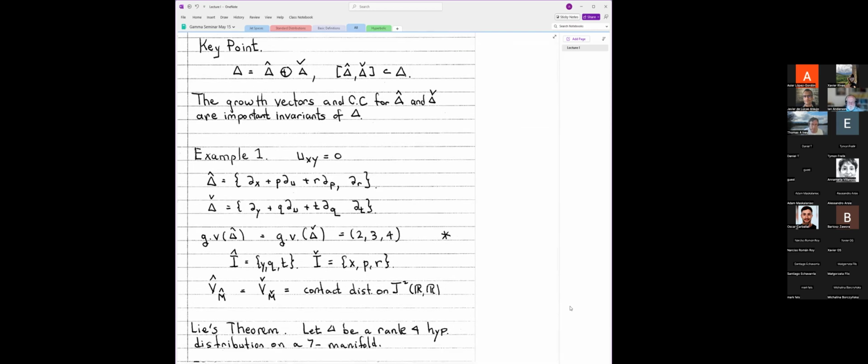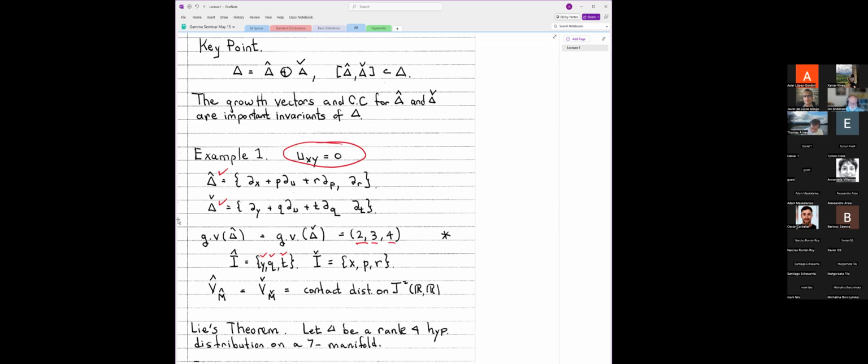Okay, here we go. What's the very simplest example you can look at? It's the wave equation. For the wave equation, here's delta hat and delta check. I can calculate the growth vectors for delta hat and delta check. The growth vectors are 2, 3, 4. That tells me that there are 3 intermediate integrals. You can see that y, q, and t are annihilated by this. So there are 3 intermediate integrals for each side.